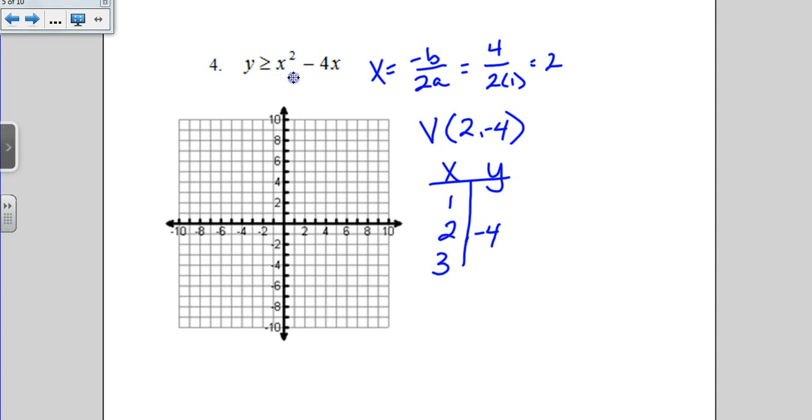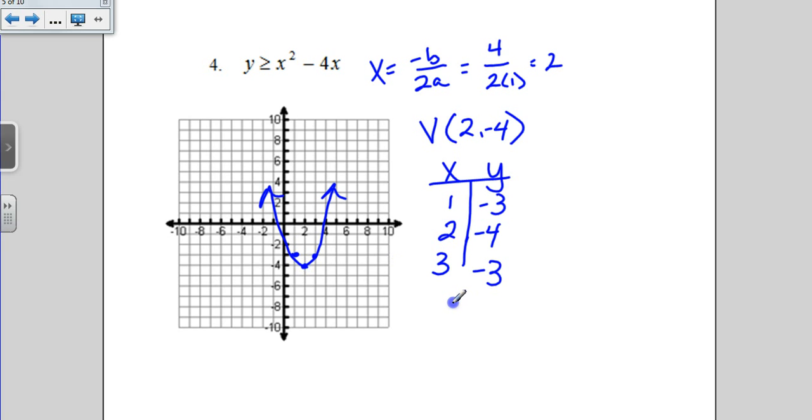So if I pick something to the left and to the right of my vertex, when I plug in a 1, I get 1 minus 4, which is negative 3. I'm going to get the same thing when I plug in a 3. So at 1, negative 3, at 2, negative 4, and at 3, negative 3. We have a parabola, and I didn't make a note earlier, but this is a solid parabola this time. So I'm going to go ahead and graph this in.